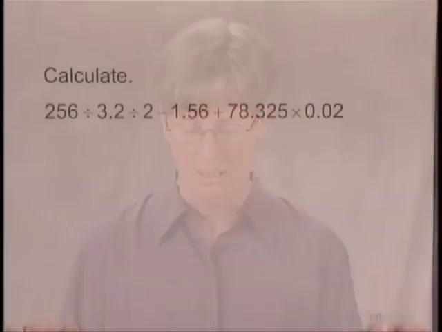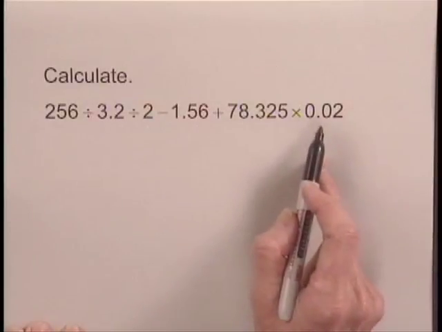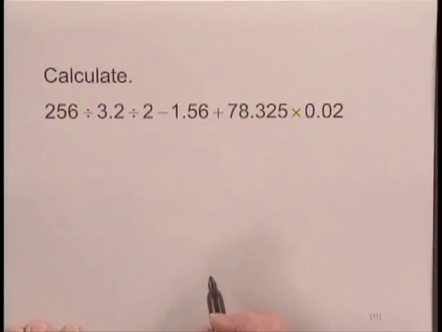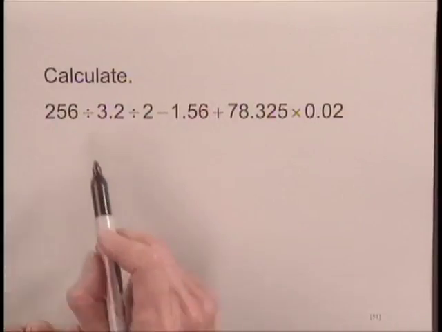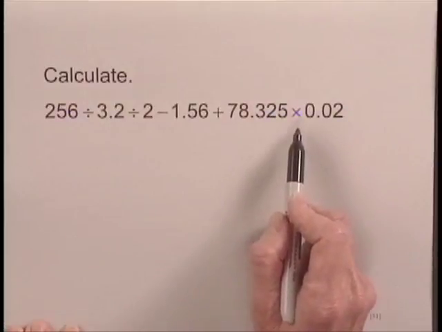This is an exercise that involves the order of operations. We want to calculate this expression. We want to simplify this expression and do the calculations. And we see that we have some divisions, we have a subtraction, an addition, and we have a multiplication.